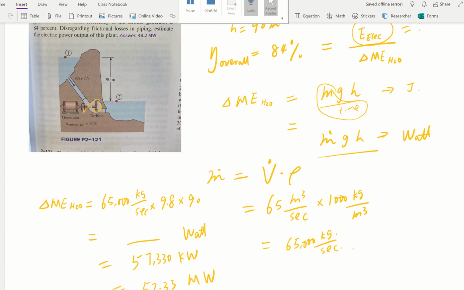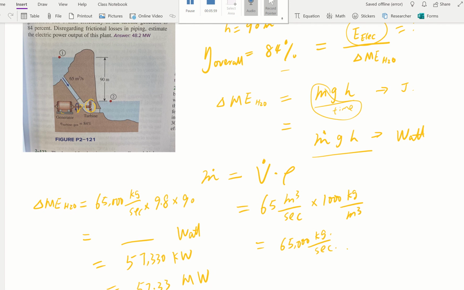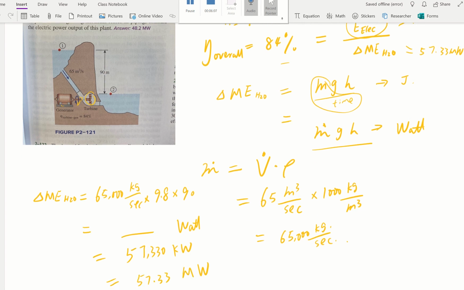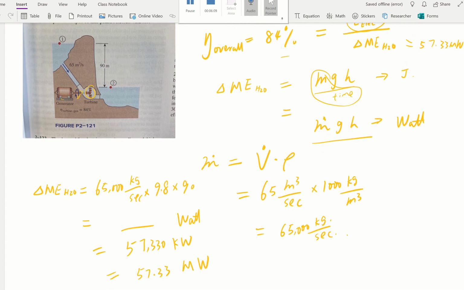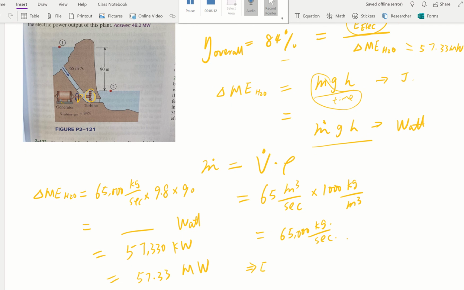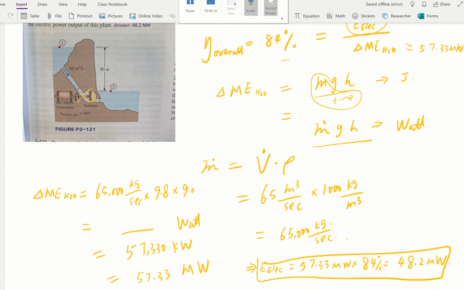They give us the efficiency is 84%. So now we calculate: this one is 57.33 megawatts. Then it would be really quite simple for us to figure out this electric output, right? So this electric work will be just this 57.33 megawatts times 84%. Then putting it in the calculator, we got 48.2 megawatts. Okay. So that's for this problem.